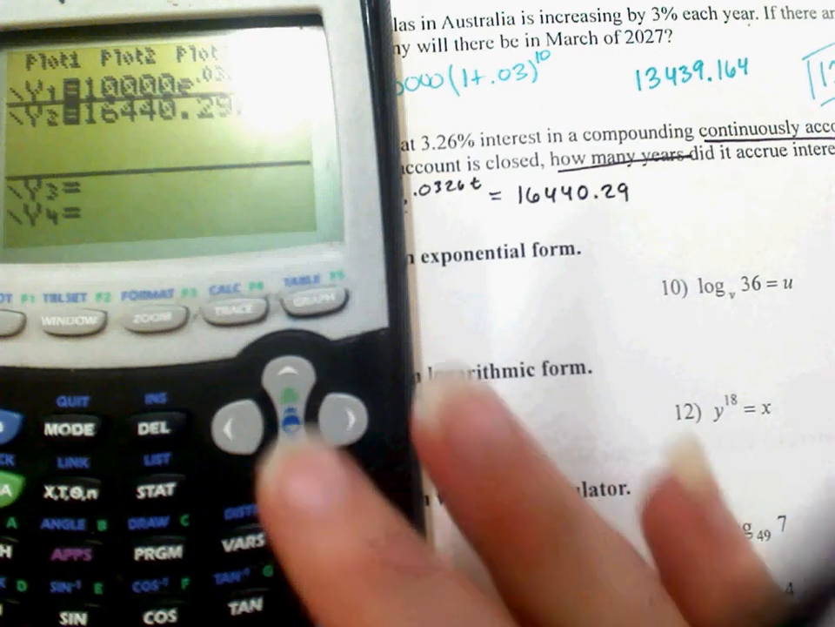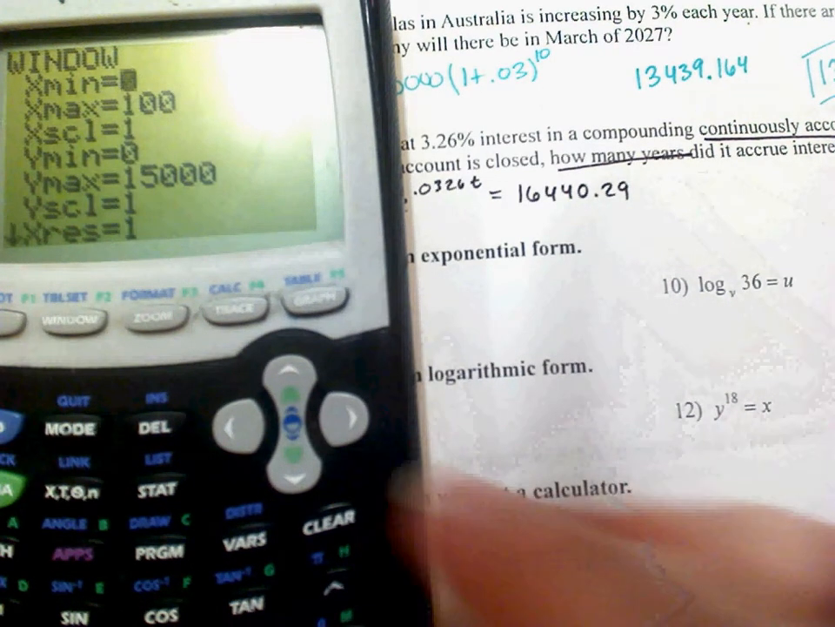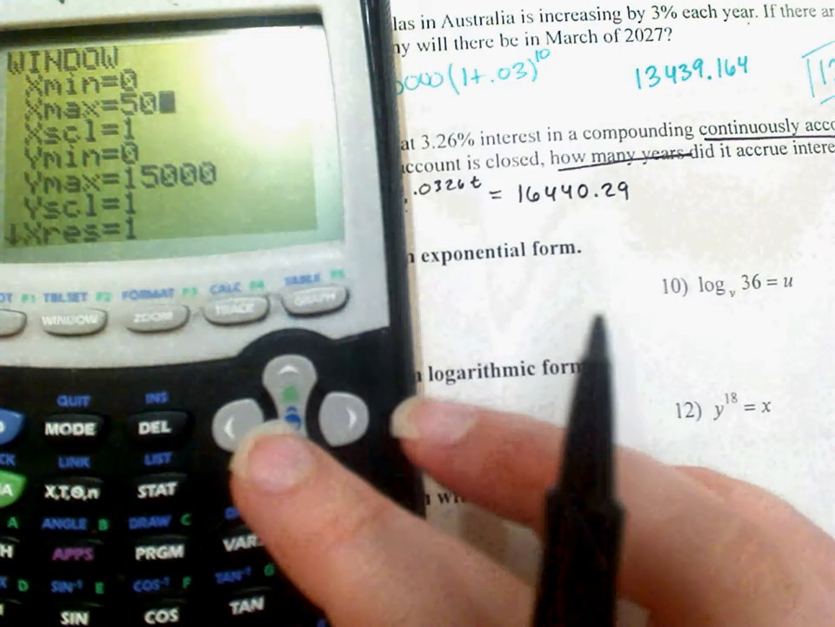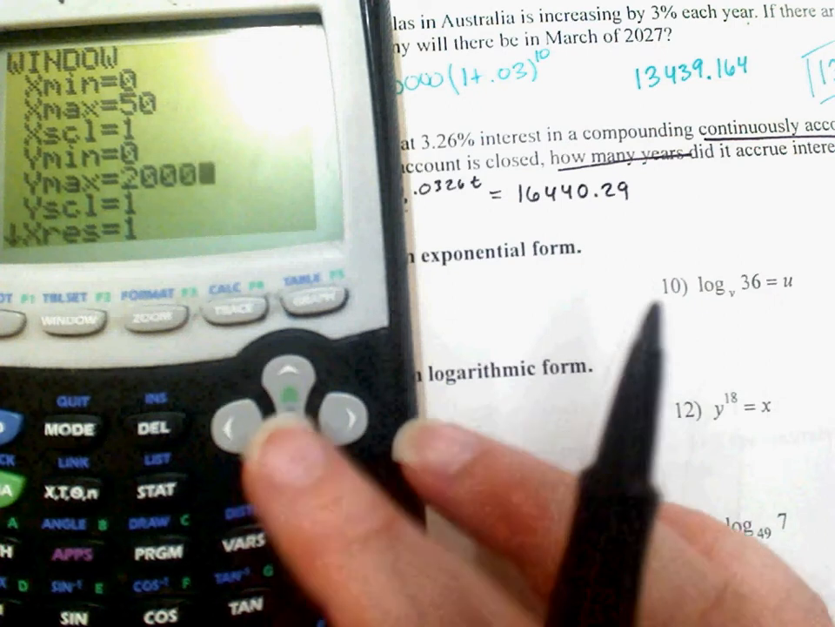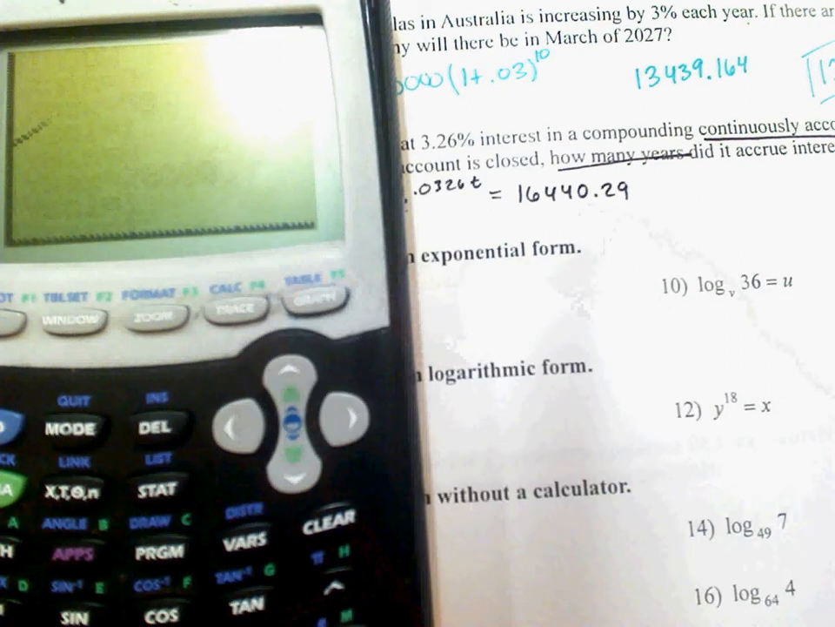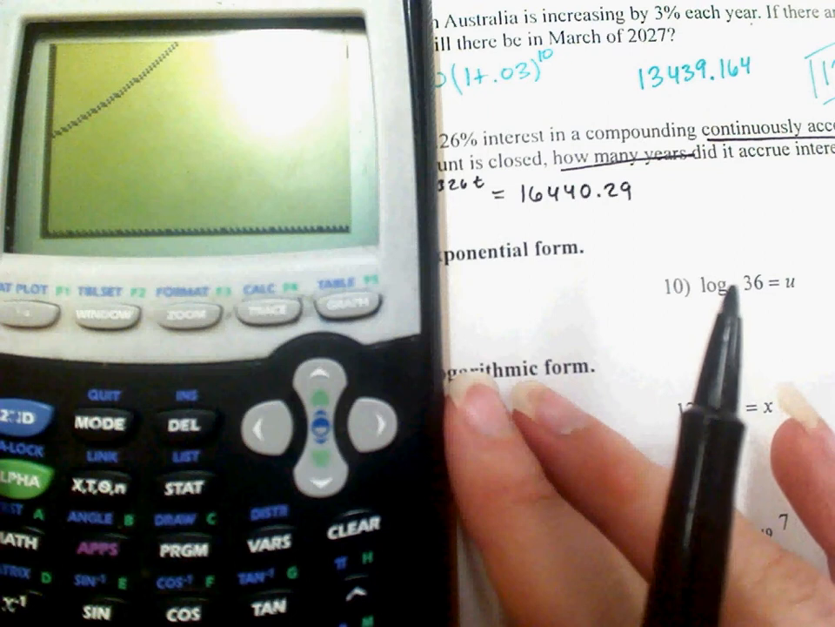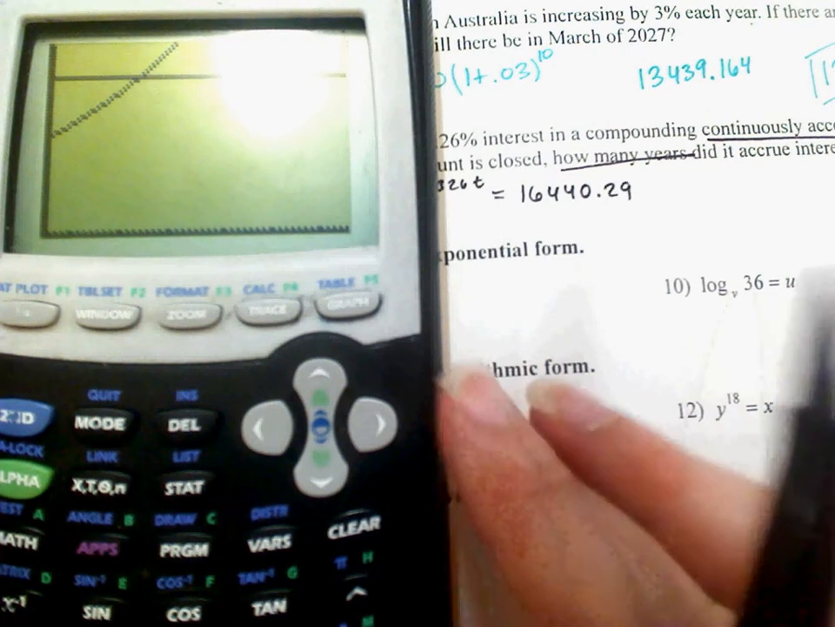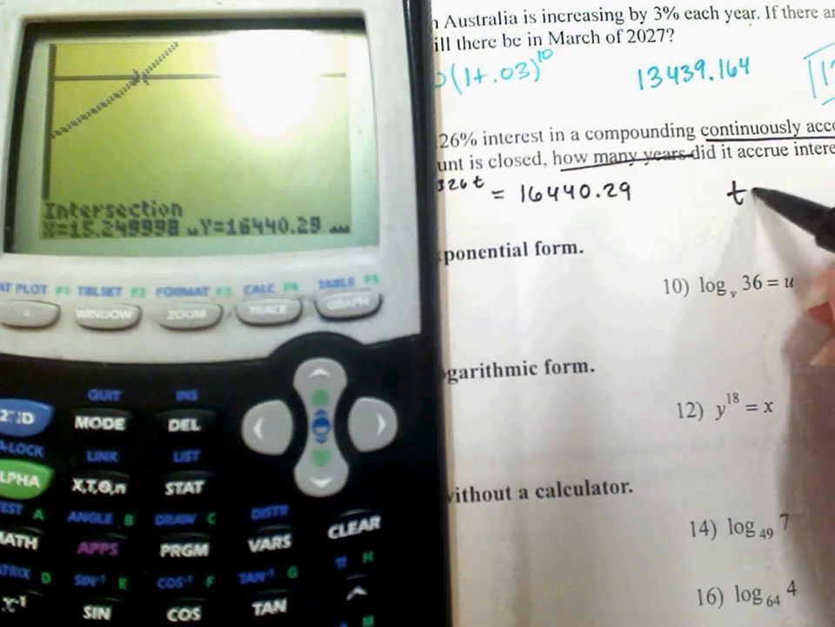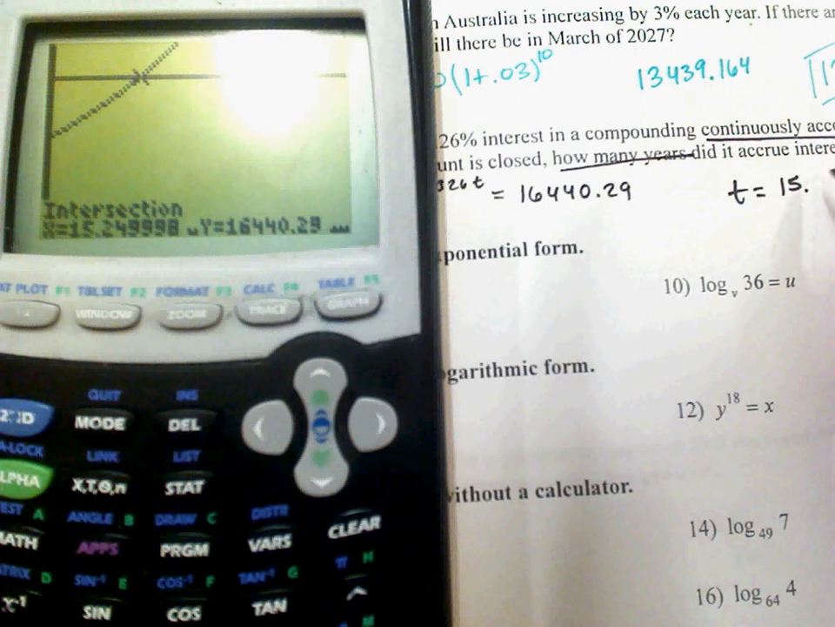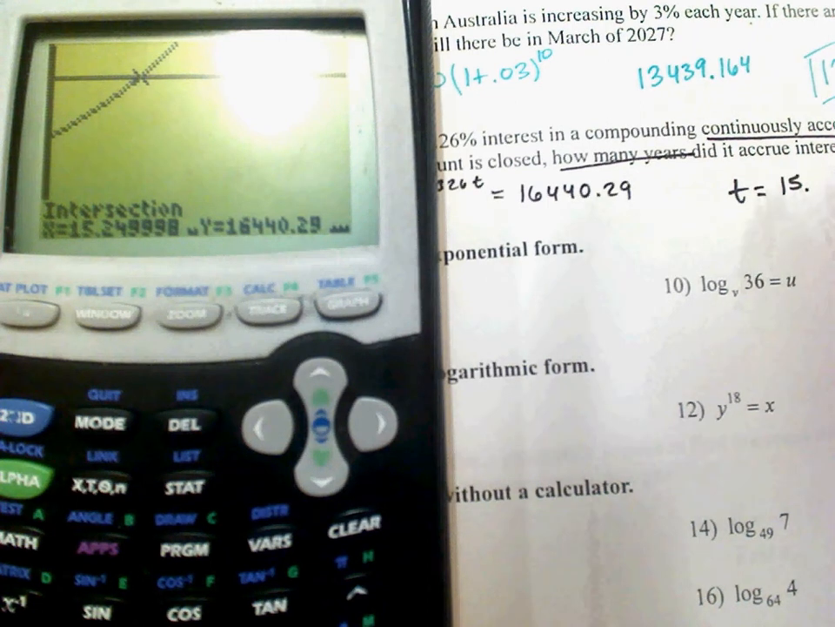T represents time. I'm going to go 0 to 50, and I need to be able to see $16,440.29, so I'm going to go 20,000. And I press graph. Second calculate 5, enter, enter, enter, and I get that time equals 15.249 repeating. So if you said 249 years, that's fine if you truncated, but if you rounded it would be 250 years. It's okay if you said 15.25.